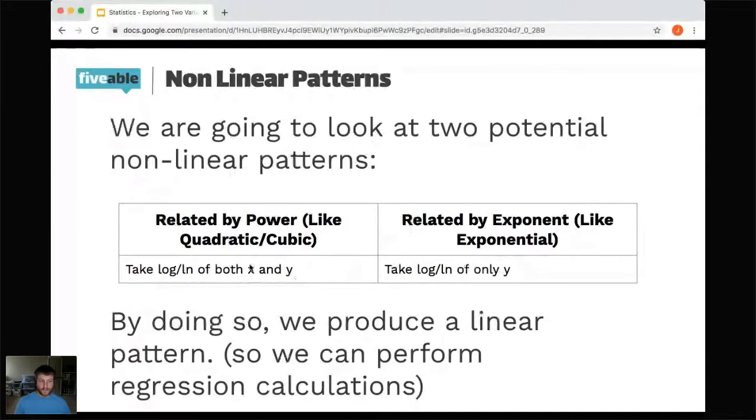So take all your x values and take the natural log or the log of it. Take all of your y values and take the log or the natural log. It doesn't matter what base you use. You can use log base 10, log base e, which is natural log. It doesn't matter which one you use.